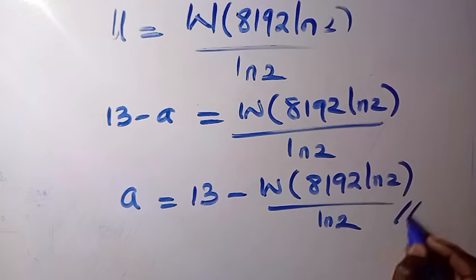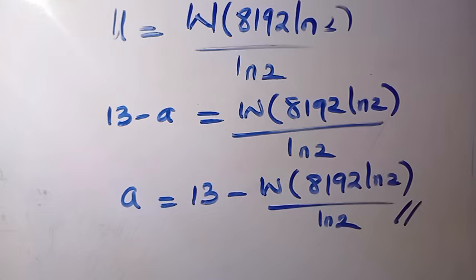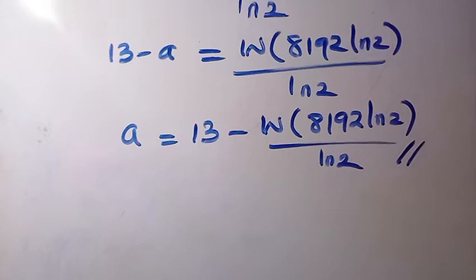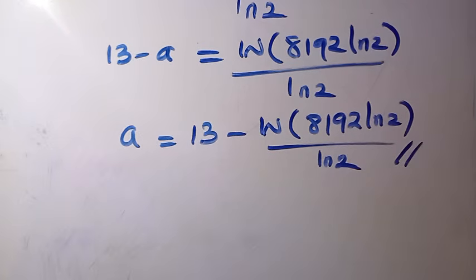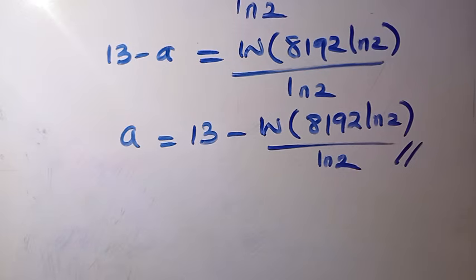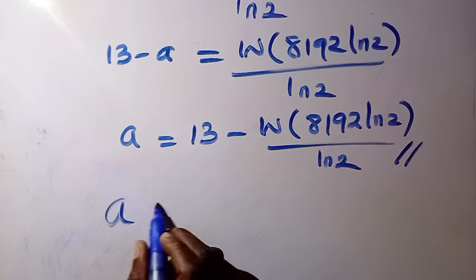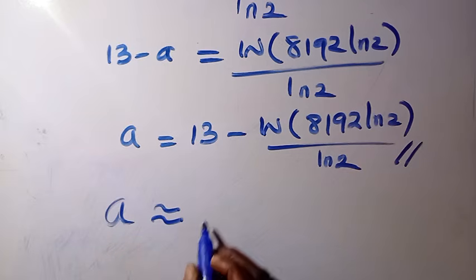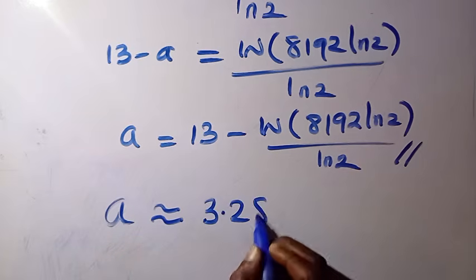You can decide to leave this in this form, but this will not make much sense because we need some value that we can actually plug into the question and get the answer straight. But by using the Wolfram Alpha calculator, we insert these values and get the answer that we need. The approximate value of a is approximately 3.28.